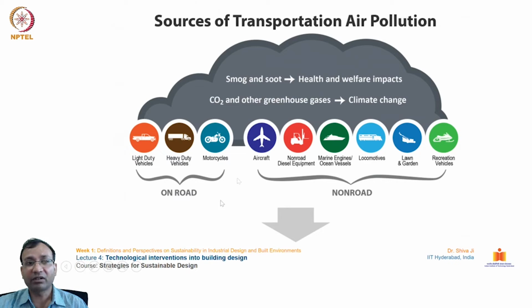We are also part of it on a regular basis, from on-road light duty vehicles, heavy duty vehicles, motorbikes, etc. And then we have non-road forms of transportation like aircraft, and other off-road heavy equipment, marine vessels, locomotives, trains, and lawn and garden equipment also contribute to this, as do other recreational vehicles, etc.